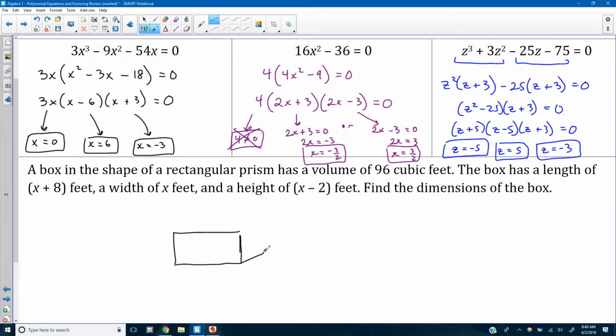What that means is a rectangular base, and then they go straight up like that. So, think like a shoebox. Okay, it has a length of x plus 8 feet. I'll go and write this as x plus 8. It has a width of x feet and a height of x minus 2 feet.